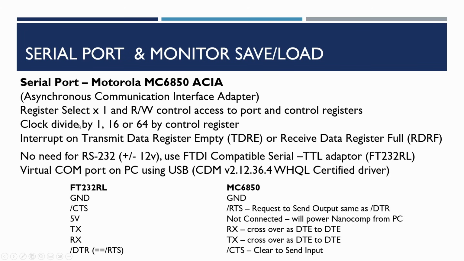There's also the clock divide, which can divide by 1, 16 or 64. The data sheet on the chip means that divide by 1 probably is going to be too fast, so we're probably not going to use divide by 1, but divide by 16 or 64 allows us to get a reasonable range of speeds. It is possible to get interrupts to the NanoComp on the transmit data register empty alert. So this basically means it sent the data and it's ready for some more, or the receive data register full signal. That means we've received data, it's ready to collect. So we could use interrupts to do that.